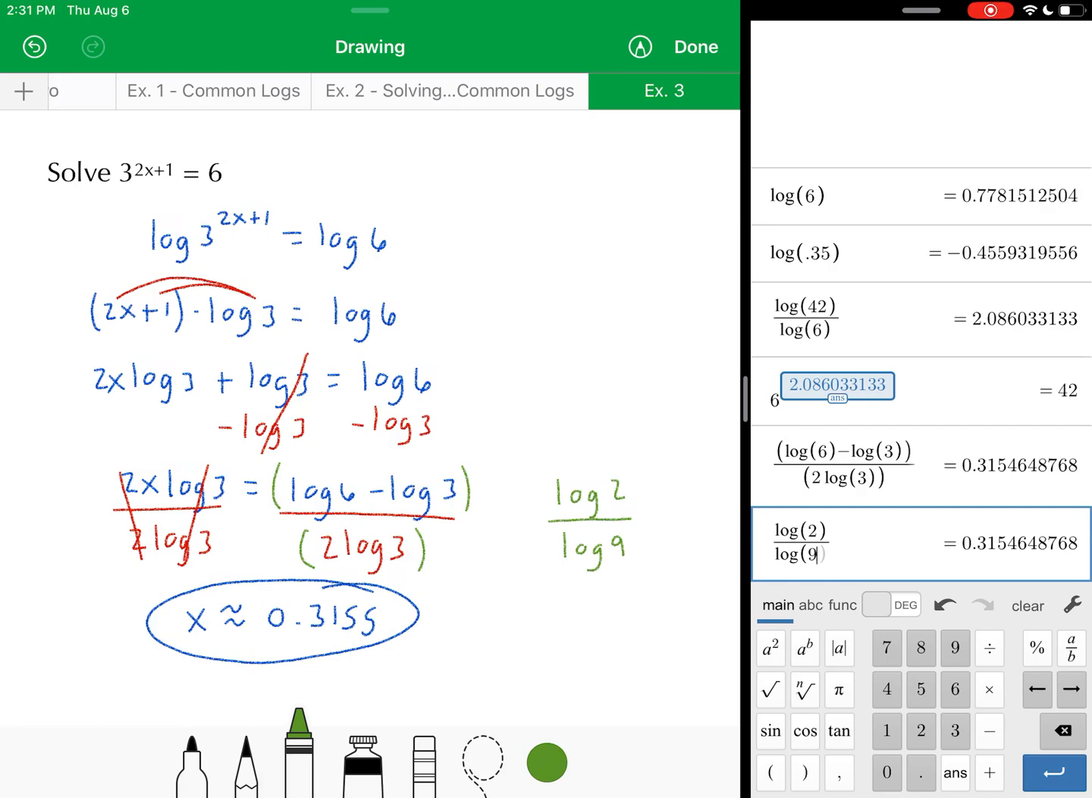Okay, now it's your turn. You're going to move to practice 1. Try that problem yourself. It's very similar to this example, so if you get stuck, come back and watch this video example one more time before you try.